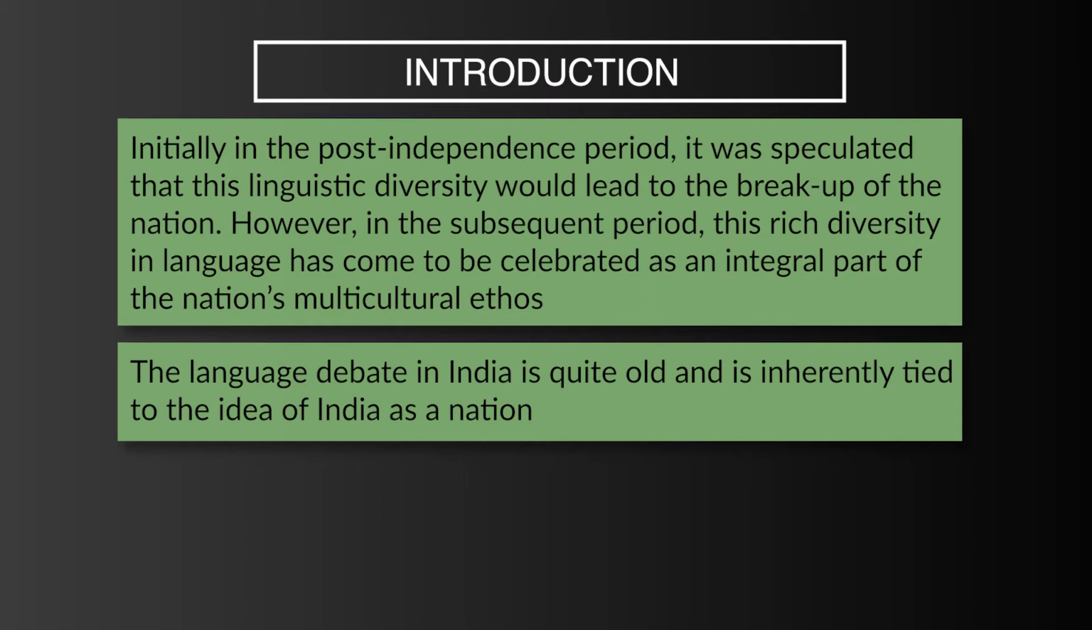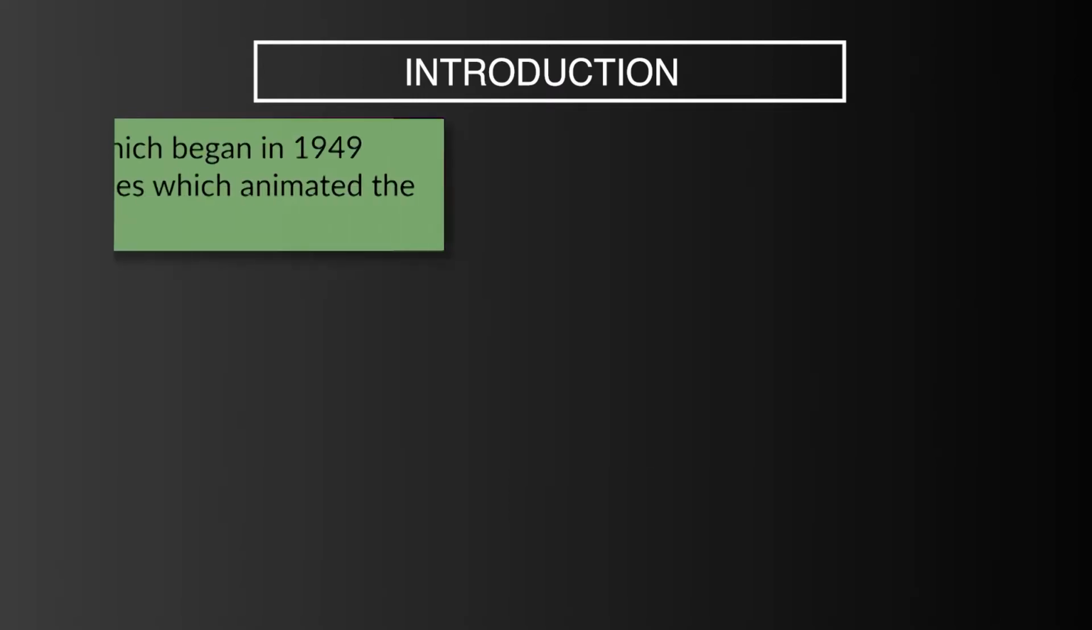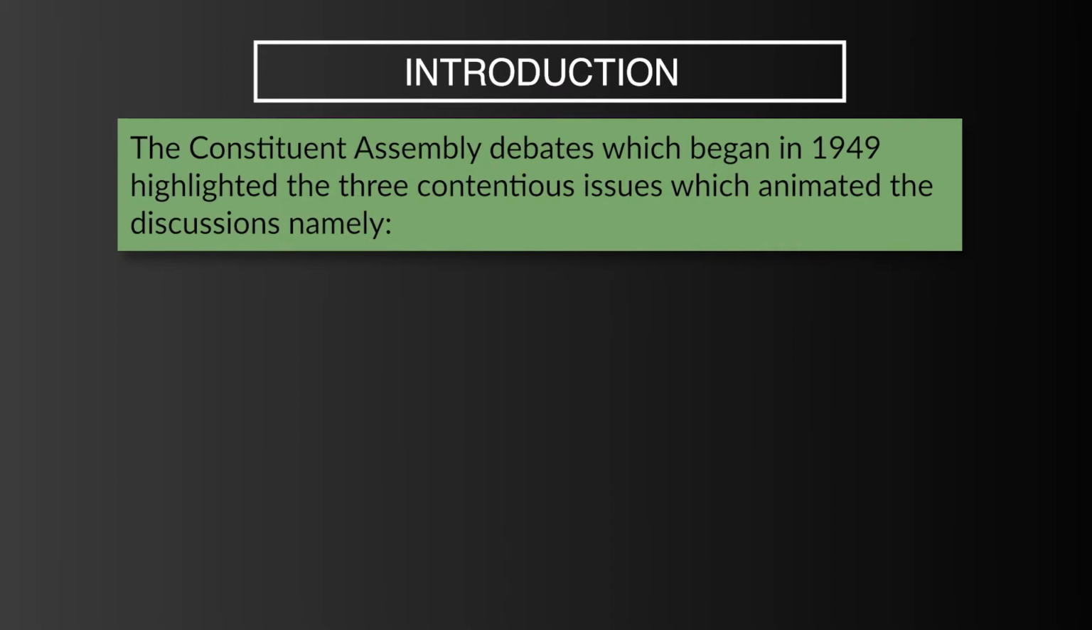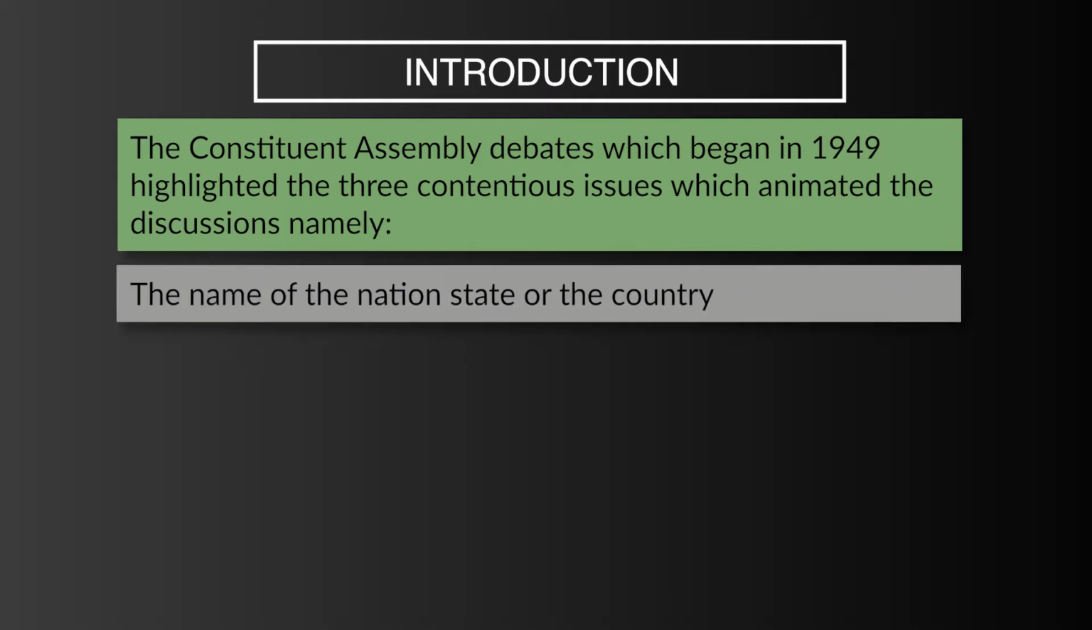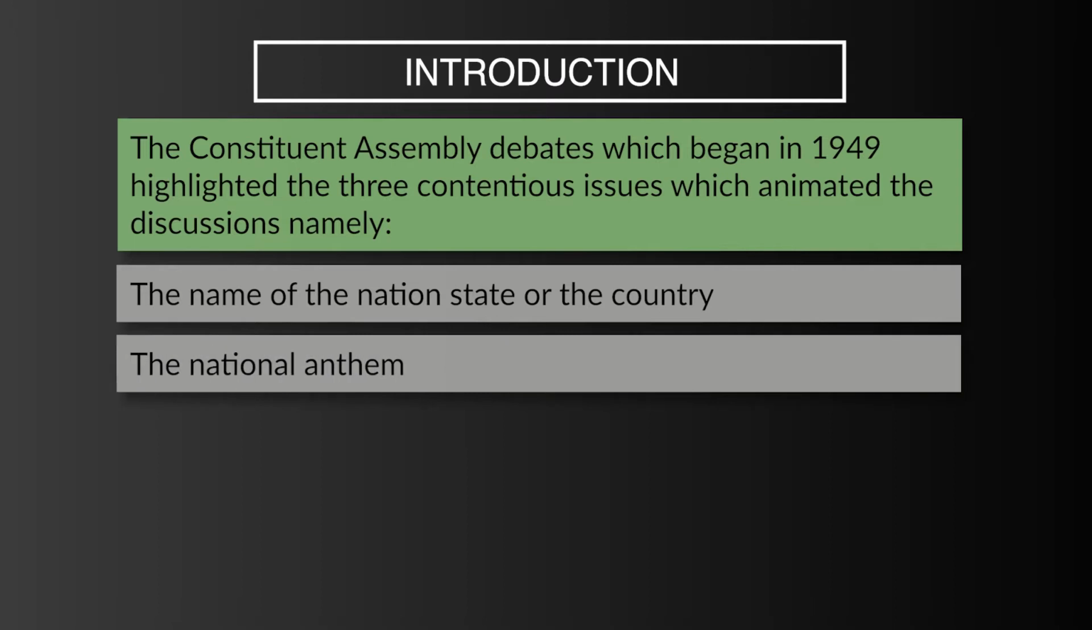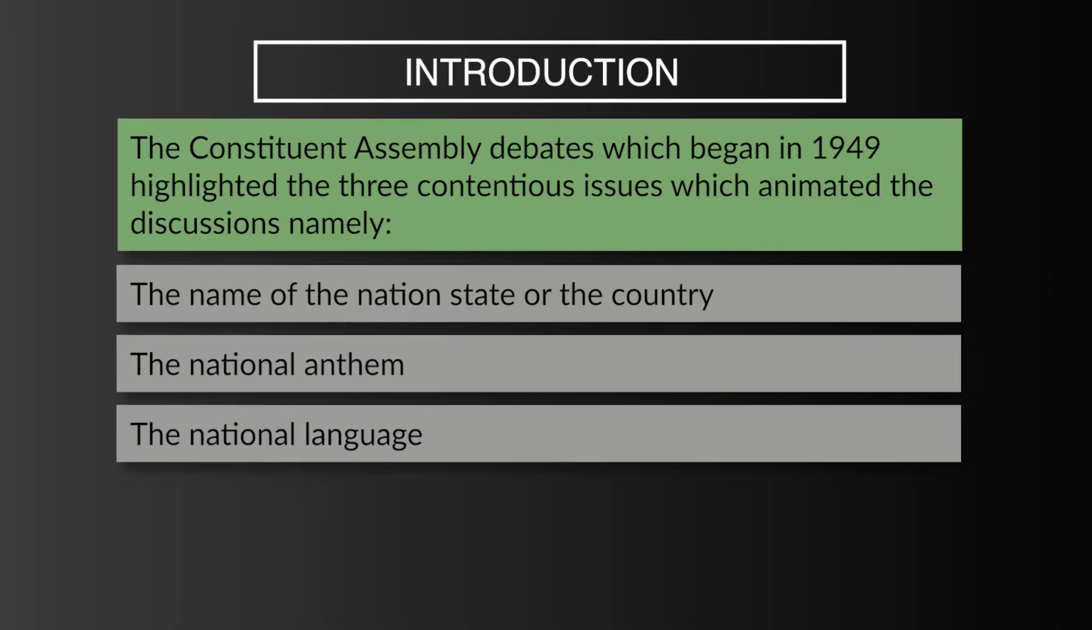The language debate in India is not new. In fact, it is quite old, and it is tied to the idea of India as a nation. In the Constituent Assembly debates, which began in 1949, the language issue was debated passionately, and the three issues around which the language question inhered were the name of the nation or the country, second the national anthem, and the third the national language.